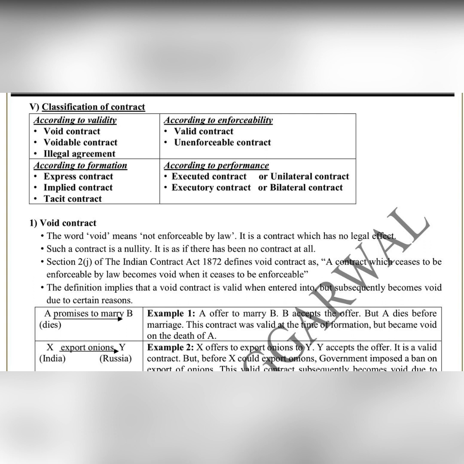Like, say for example, A promised to marry B. Now the promise is a valid contract, but before marriage A died. Can we perform this contract now? No. The circumstance, that is death, has made the contract void.